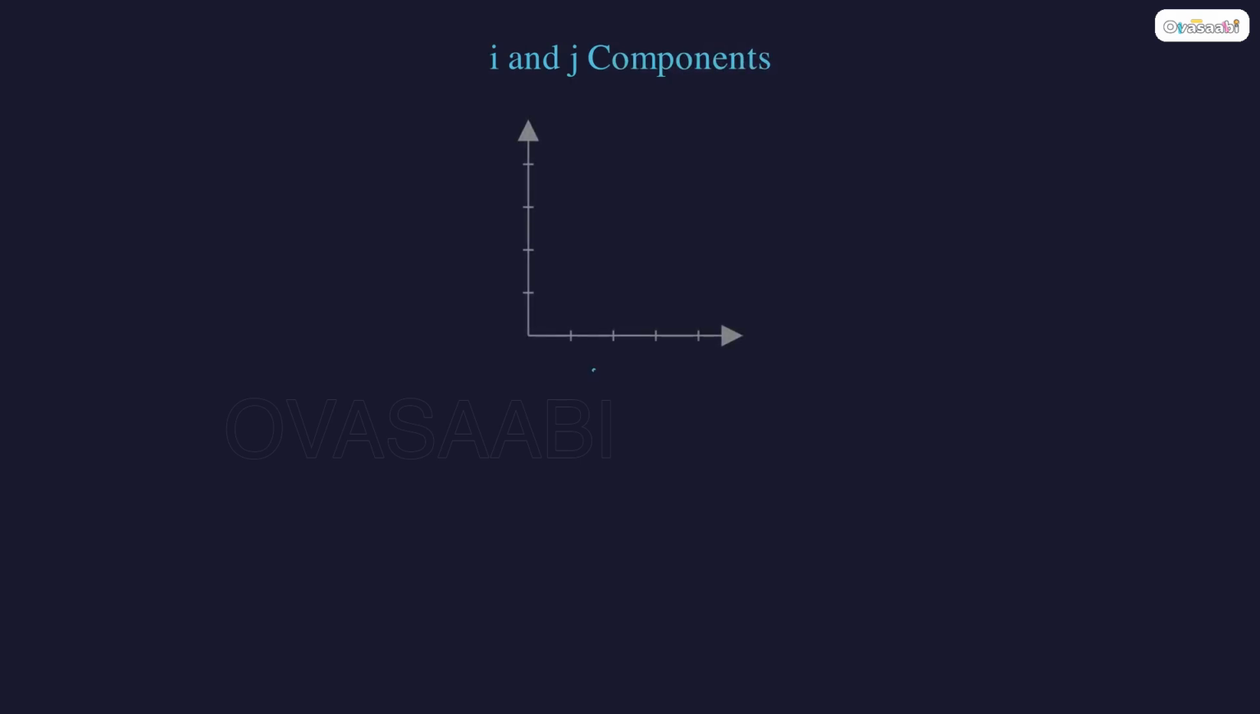The i represents horizontal movement along the x-axis. The j represents vertical movement along the y-axis. Think of i as east-west, j as north-south.